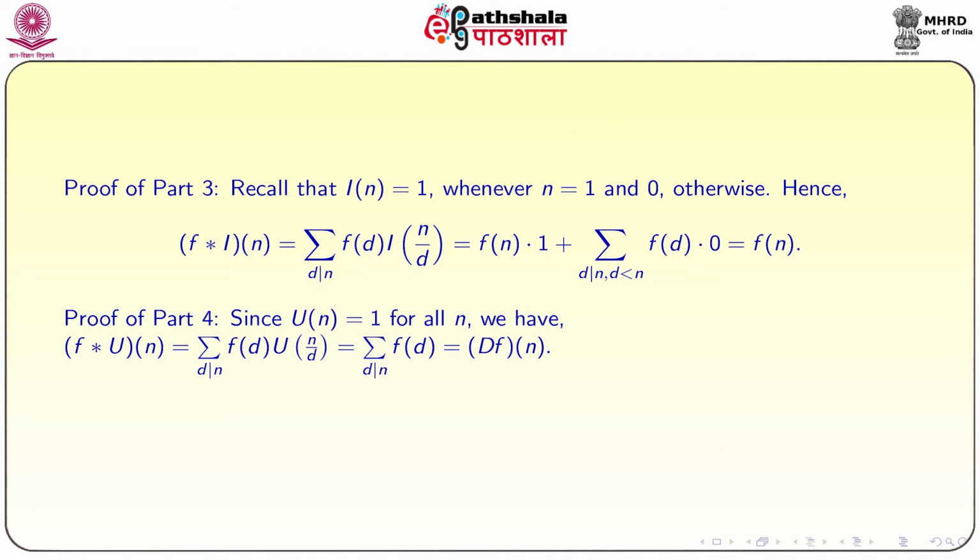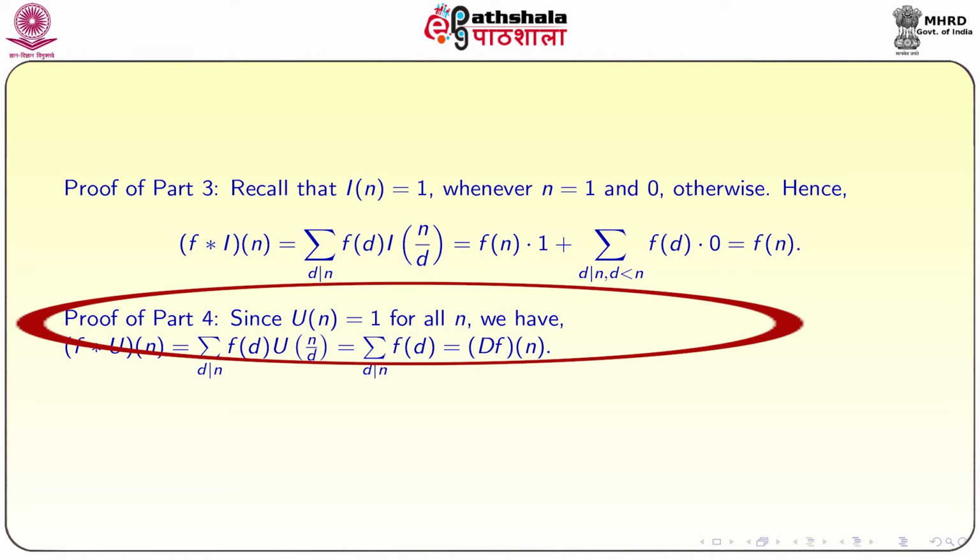Now, the part 3, we know that I of n is equal to 1 whenever n equal to 1, 0 otherwise. Hence, f star I of n is defined as summation d divides n f of d into I of n by d. So, that is f of n into 1 plus summation d divides n, d less than n, f of d into 0. So, this is clearly equal to f of n.